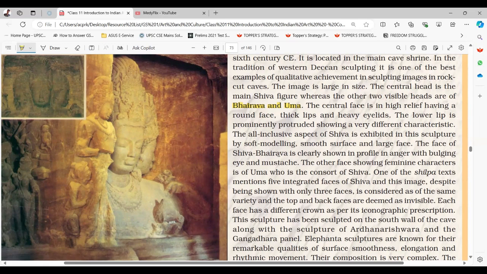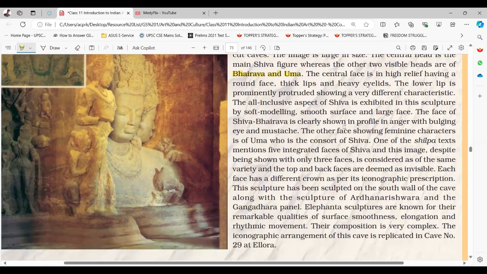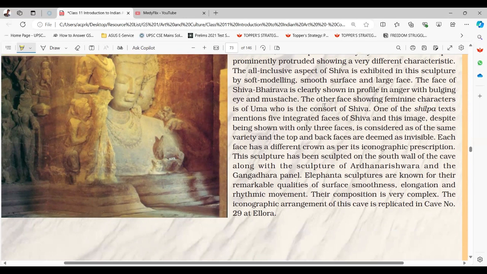The face of Shiva Bhairava is clearly shown in profile, in anger, with bulging eyes and mustache. The other face, showing feminine characters, is of Uma, who is the consort of Shiva.